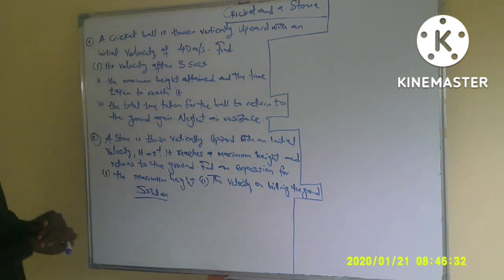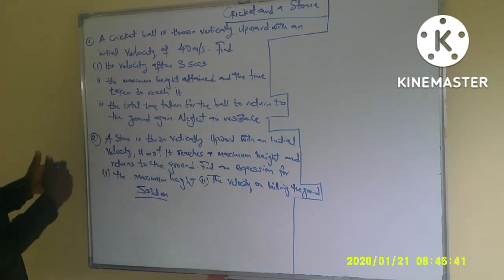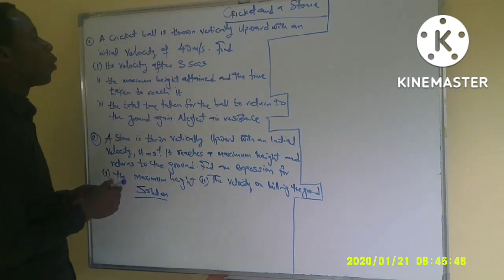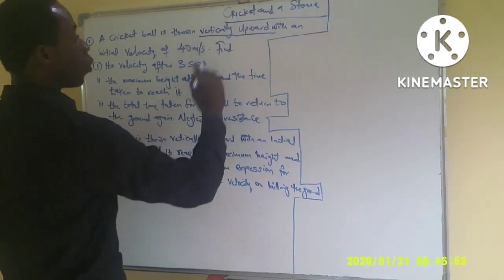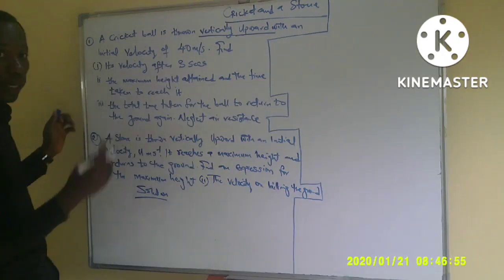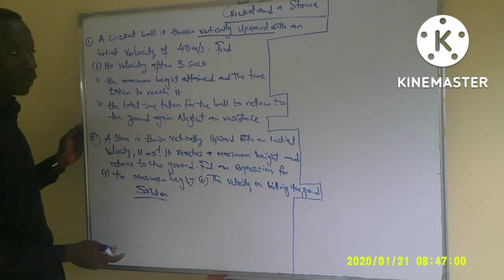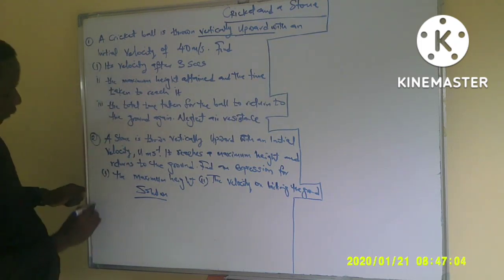The first question says a cricket ball is thrown vertically upward with an initial velocity of 40 meters per second. Find its velocity after 3 seconds. What will enable you to know that it is a motion under gravity is, first of all, when you see vertically moving upward, yes, vertically moving upward. So it's already influenced by gravity. So now the first thing is we should find the velocity after 3 seconds.